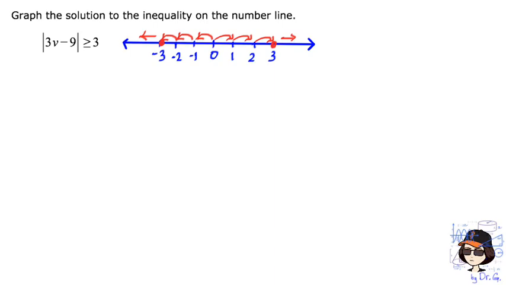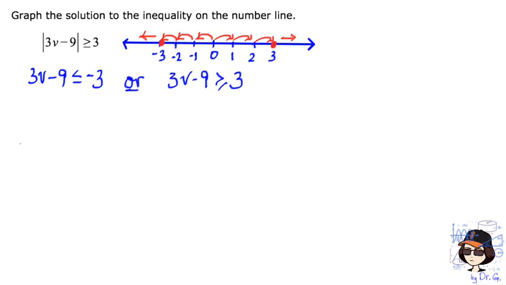So how do we write that? We want to take away the absolute value. We have to write a compound inequality, but it's not a compact one. So we have to say that 3v minus 9 is less than or equal to negative 3, or it's greater than or equal to positive 3. Okay, so we can no longer write it in between the two numbers. We have to write two different inequalities, one saying that it's less than or equal to negative 3, and the other one saying it's greater than or equal to positive 3. And we had to write an or, not an and.